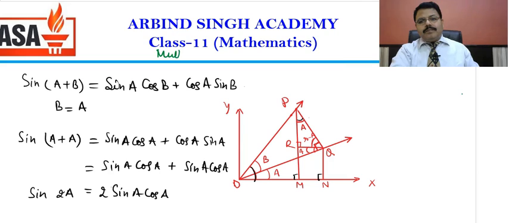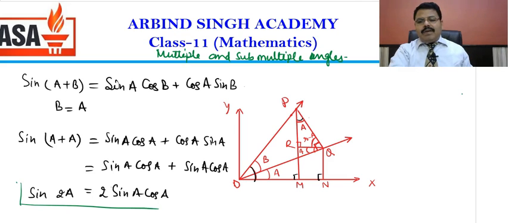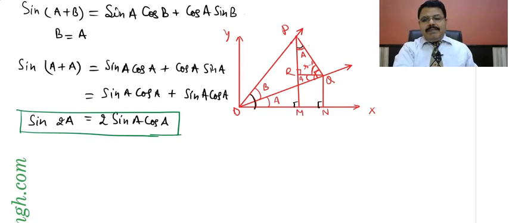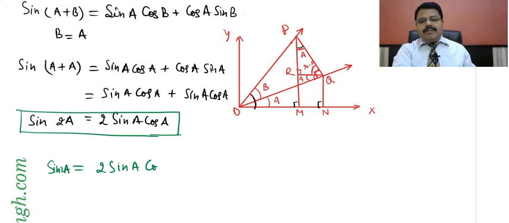Multiple and submultiple. Submultiple means divided by, submultiple of angles. Multiple and submultiple angles we are discussing today. So there is a formula which will come out: sin 2A is equal to 2 sin A cos A. I can write this sin 2A in another form as well.